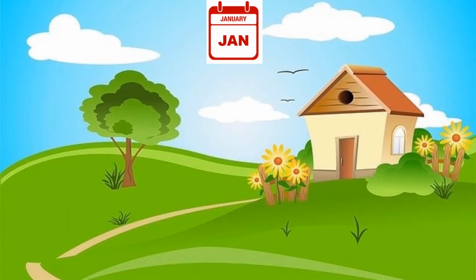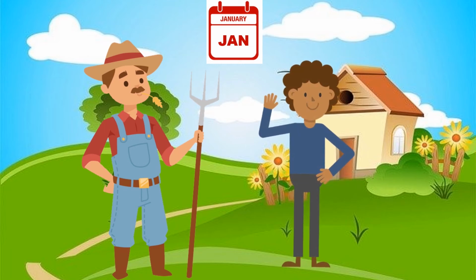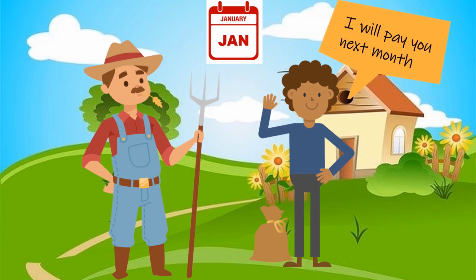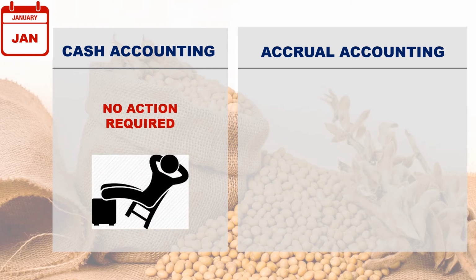Let's say in the month of January, Bob the farmer pays a visit to his neighbor James and sells 10 kg of soybeans to him. Here, James would like to take the soybeans first and pay the following month. Let's see how this transaction will be recorded under cash and accrual accounting methods respectively. Under the cash accounting, as the revenue is to be recorded only when the cash is received, Bob does not need to record anything in January since he did not receive the cash from James.